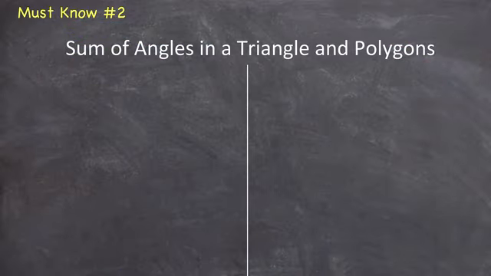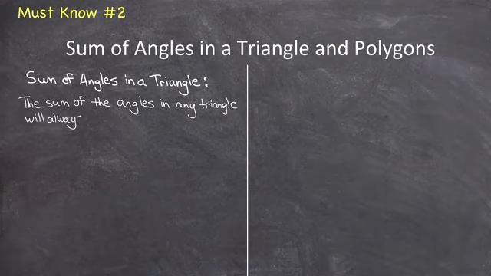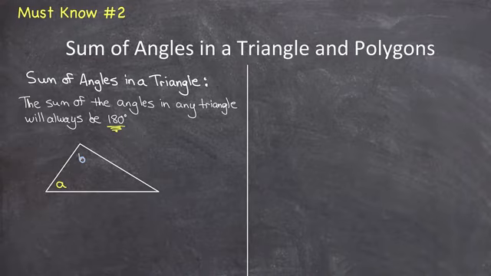Must know number 2, sum of angles in a triangle and other polygons. Let's start with the sum of the angles in a triangle. The sum of the three interior angles of any triangle will always be 180 degrees. So in this triangle that I'm drawing that has interior angles, let's call them A, B, and C, I know that the sum of those three angles is 180 degrees.